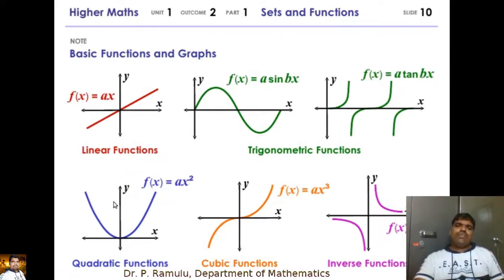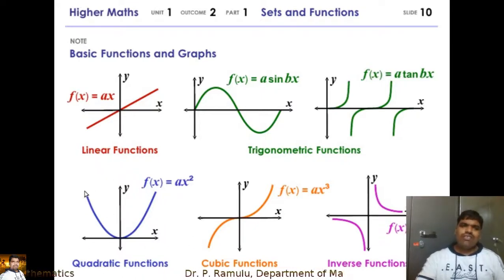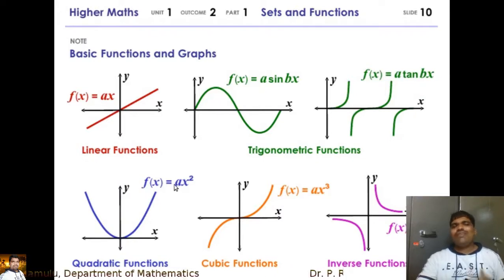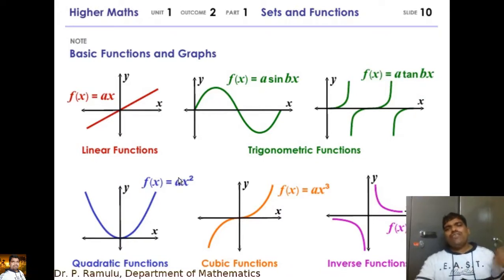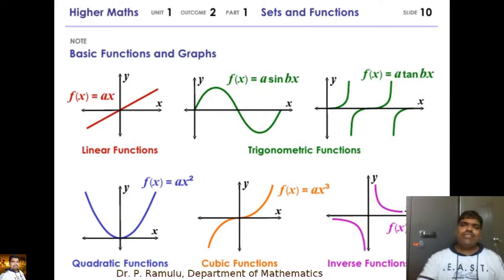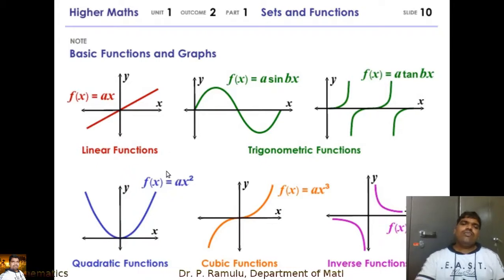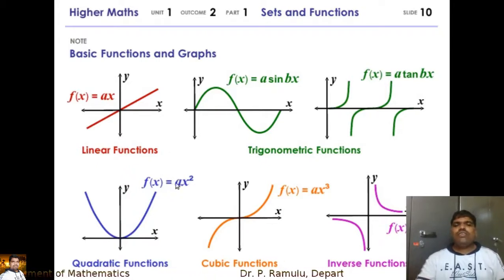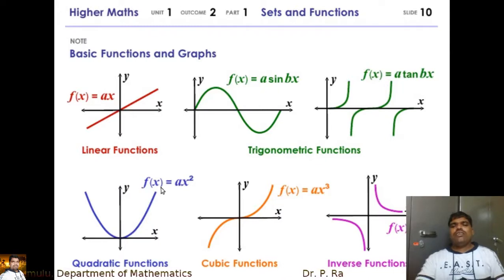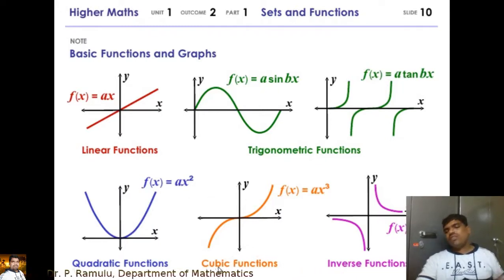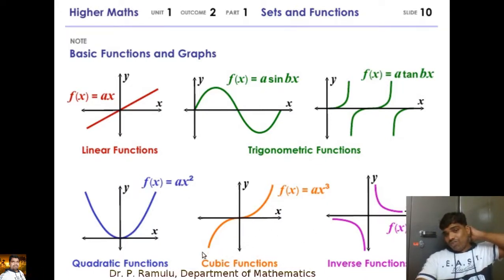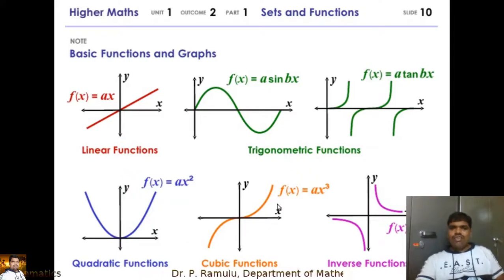A x square, the quadratic function, we already discussed just now. The quadratic function is defined. That means the graph depends on the scalar here. Previously I simply defined x, sin x, cos x, tan x like this. Here we are multiplying the given graph, so that's why x square. Cubic function: it has x cube. Previously the graph looks like this. Now if I multiply with this, it looks like this.